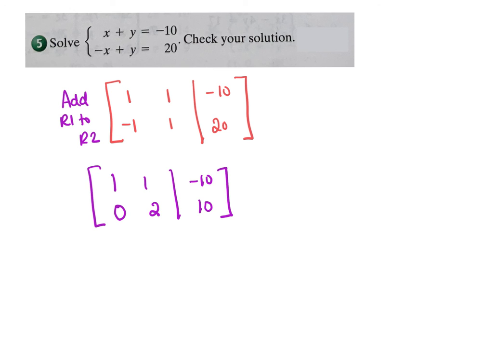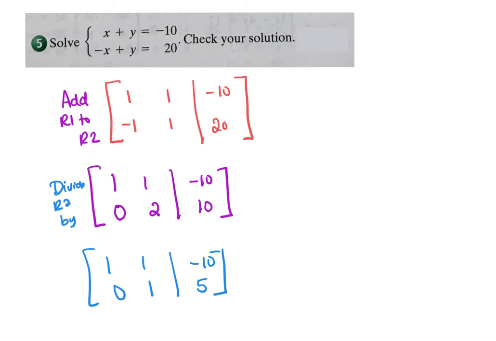All right, so now once I have my first column done, 1, 0, I'm going to move on to my second column. I need to get a 1 in the diagonal. Right, so now what do I need to do? Well, I need to get rid of this 2 and make it a 1. How do I do it? Divide by 2. So I'm going to divide row 2 by 2. Leave row 1 alone. 1, 1, negative 10. 0, 2 divided by 2 is 1. 10 divided by 2 is 5.